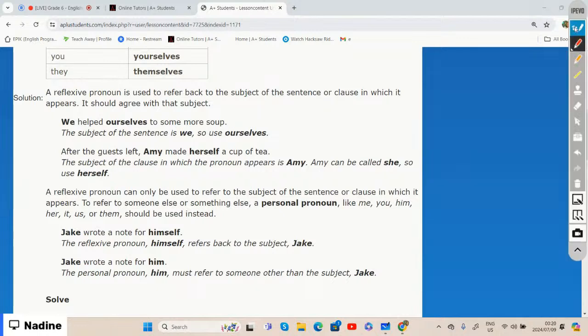Then we can also say that the reflexive pronoun can only be used to refer to the subject of the sentence. Remember, the subject of the sentence is usually at the beginning of a sentence, right? The subject tells us who or what is doing something within the sentence. So a reflexive pronoun can only be used to refer back to the subject of the sentence or the clause in which it appears, right? It refers back to the person or thing that is doing something, right?